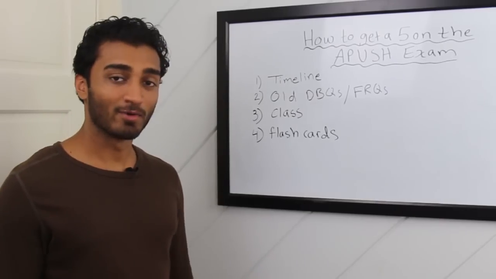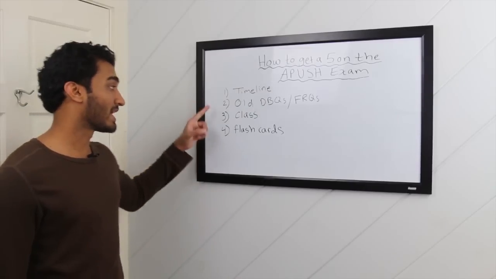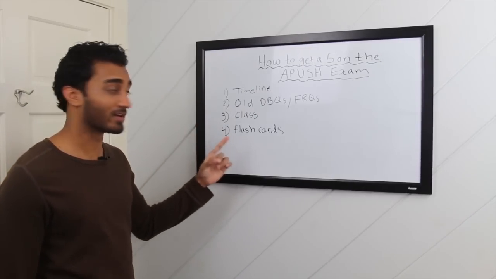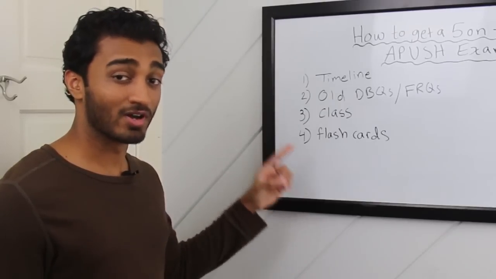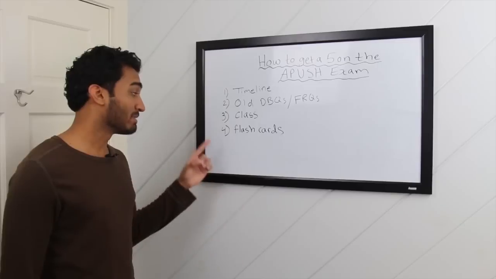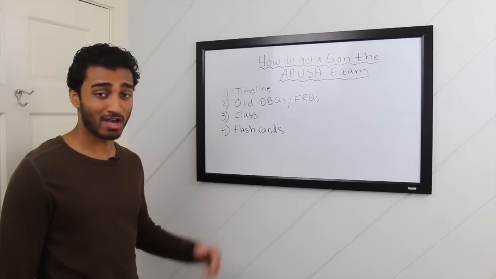And there you guys have it, 4 simple tips on how to get a 5 on the AP United States History exam. Build your own timeline. Go through past exams and focus on the DBQs and FRQs. Focus a lot of your time on class. You want to have a strong foundation, and that's going to come from your class. Tip number 4, get those flashcards. Start reviewing them as soon as possible and as often as possible.